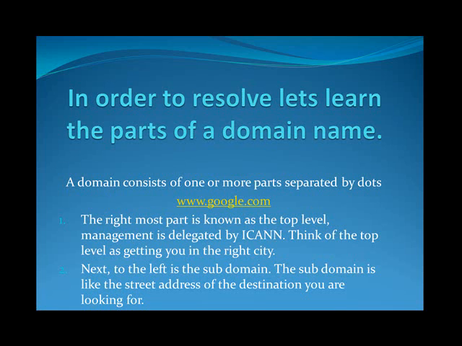So number two, next to the left, is the subdomain. The subdomain is like the street address of the destination you're looking for. So once the top level is identified and it's routed to the proper place or DNS server, then that DNS server will return, so to speak, a street address that will route your request to the exact place you're requesting.